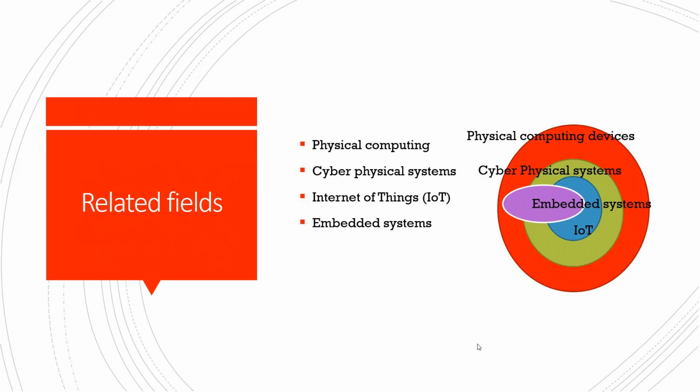So here, at a system level, we'll be discussing four concepts. One is embedded systems, as I was mentioning. Another is IoT, cyber physical systems, and physical computing systems. So the combination of these is what we'll be discussing.